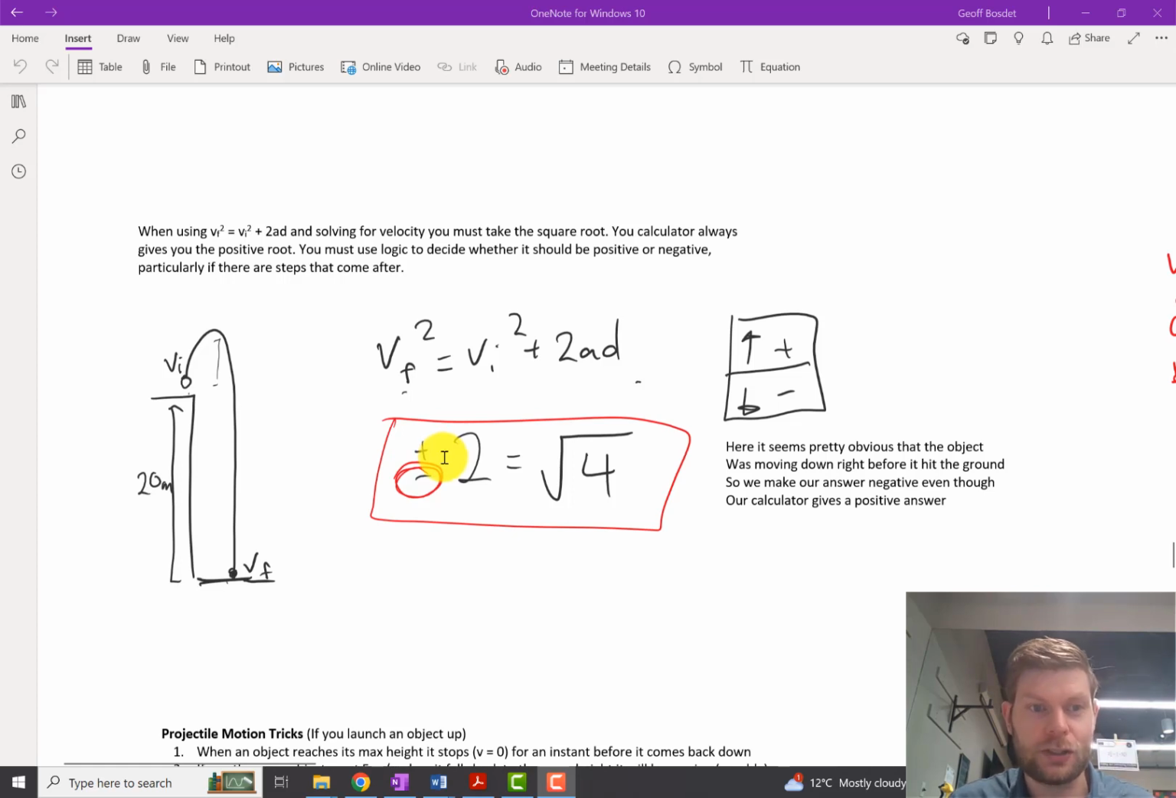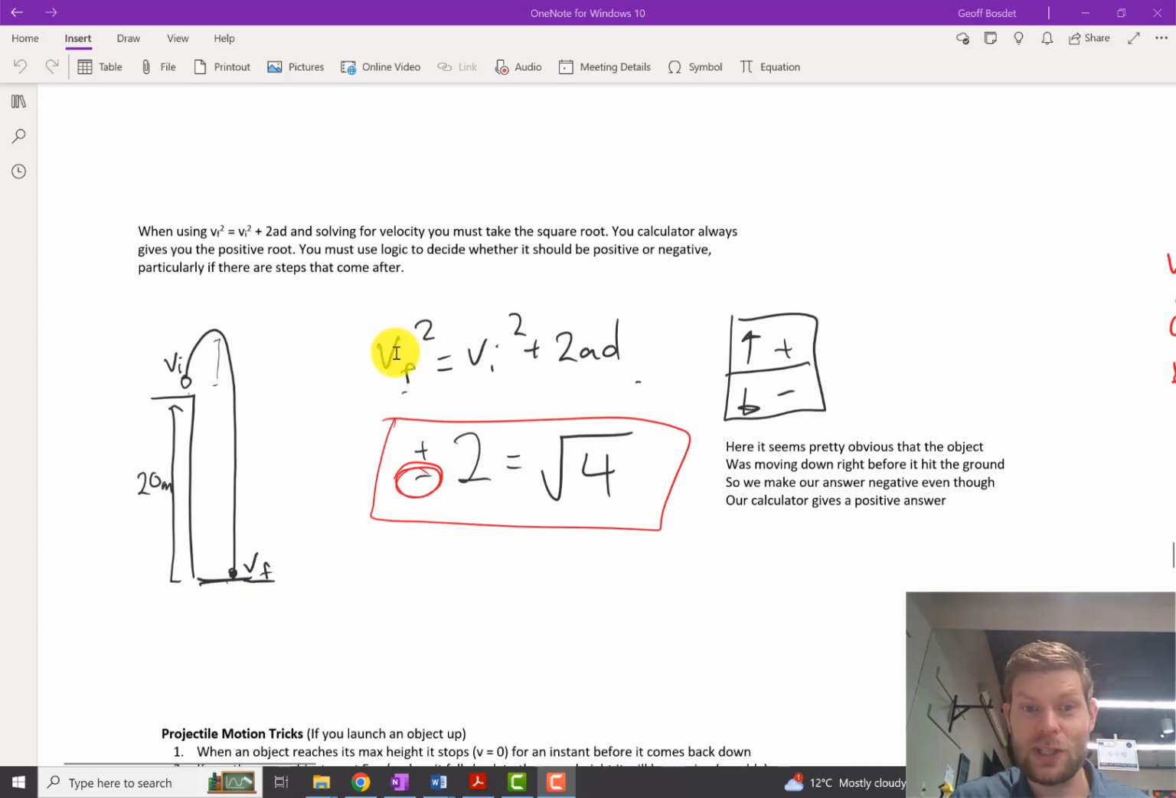Pick it intentionally. Like in this case here, just like before, we've got something on a 20-meter high building. We throw it up, and it falls to the ground sometime later, further down than when it started. If you were to solve for your final velocity and do your standard up is positive, down is negative, your calculator would spit out a positive number, but that would imply it was moving up right before it hit the ground, which is probably not the case.